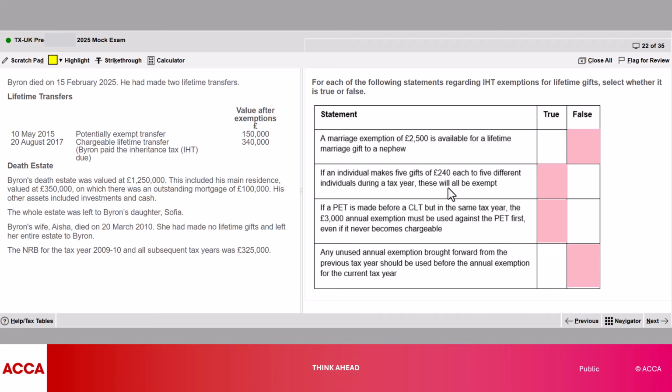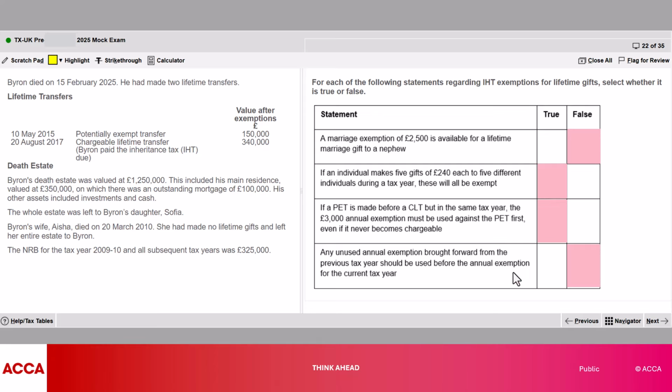If an individual makes 5 gifts of £240 to each of 5 different individuals in a tax year, those will be exempt. So that's true. The small gifts exemption applies for gifts up to £250 per person per tax year. If a PET is made before a CLT, then it will use the annual exemption even if it never becomes chargeable. So that's just the way it works.